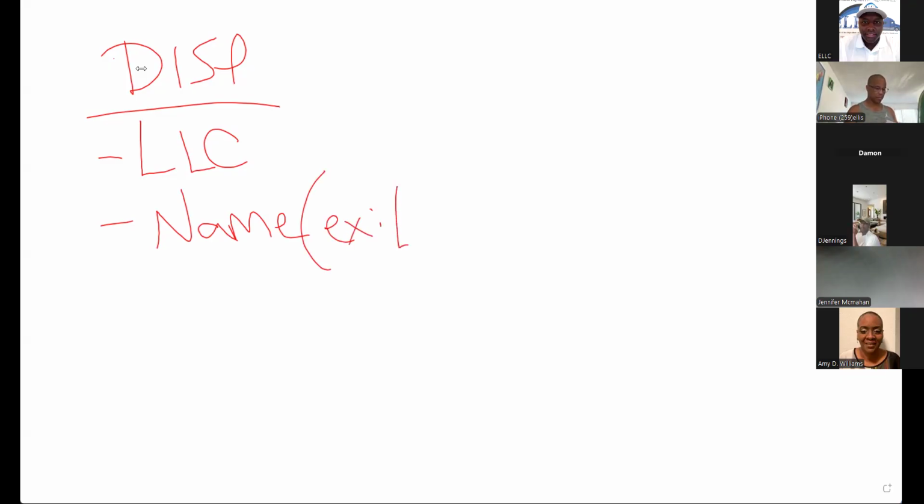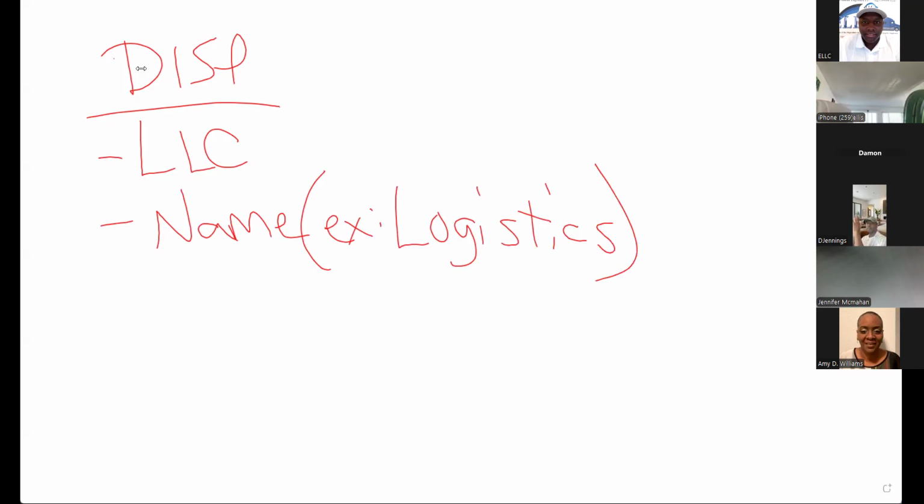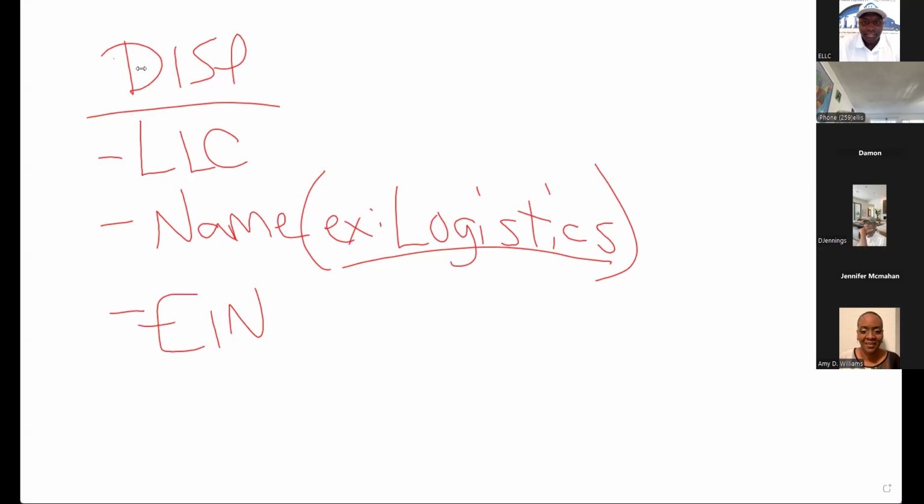For example, anything that has logistics in it, because logistics is like an umbrella term, a broad term. It encompasses everything. Logistics encompasses trucking, dispatching, and brokering. So it's kind of like an umbrella name. You're covered. So you want an LLC, you want your EIN. That's what you need as a dispatcher.